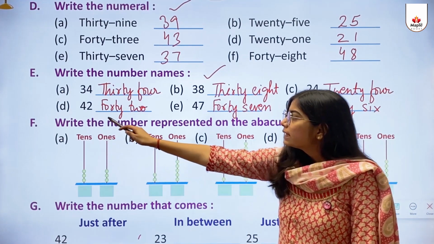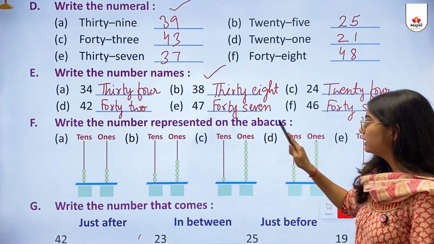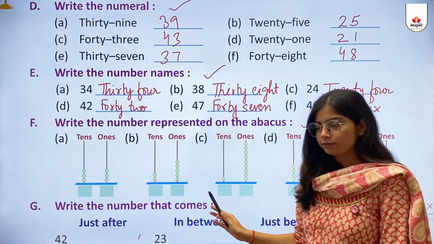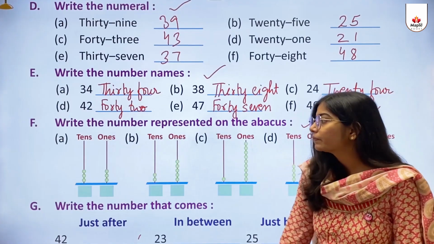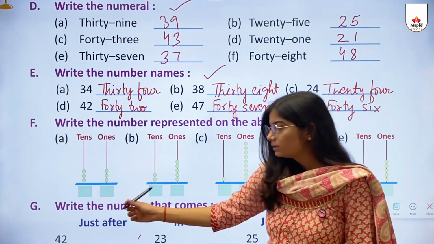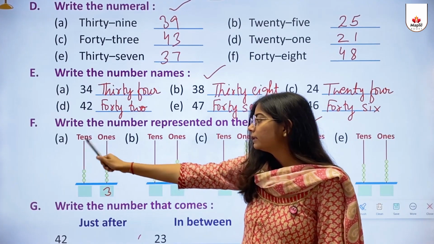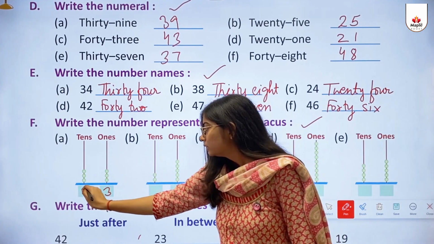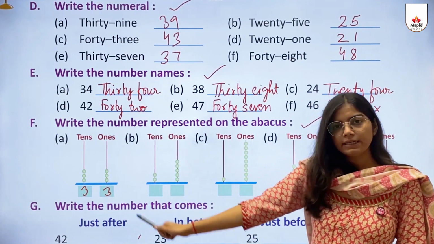Then F, write the number represented on the abacus. Now we have to write the number. Okay. A, under ones we have 1, 2, 3, 3 beads. And under tens we have 1, 2, 3, 3 beads. The number is 33.